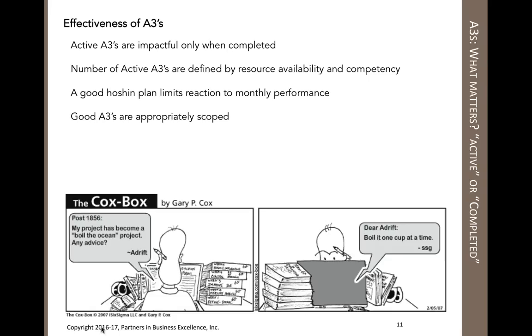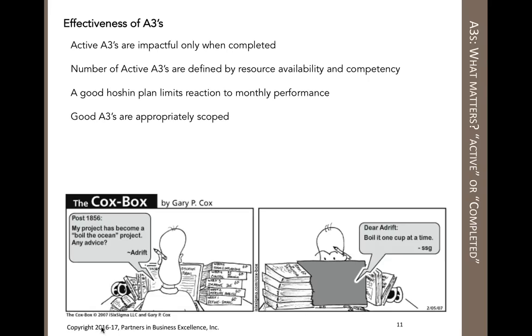And the last thing about A3 is that they have to be appropriately scoped. We talked about the 4 to 6 week period. So we very strongly emphasize that the scope of an A3 can only be scoped downwards, not upwards. And that is important for the organization. It's important for the project team that is working the A3.